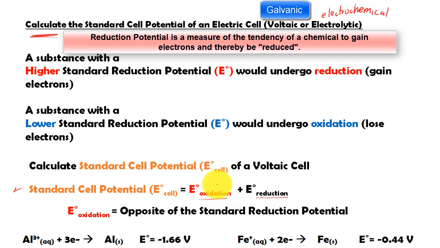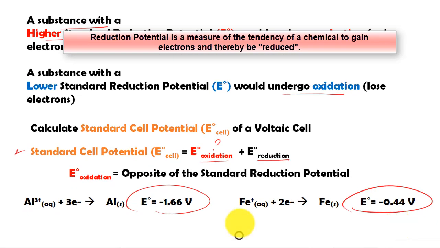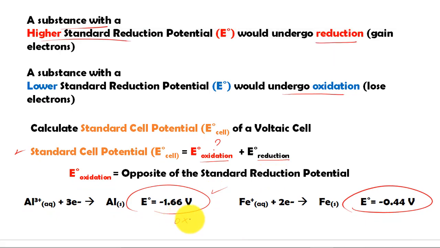Wait a minute, how do we get the oxidation from the reduction? To determine which of the two half cells is undergoing oxidation, we need to review the fact that a substance with a higher standard reduction potential would undergo reduction, whereas a substance with a lower standard reduction potential would undergo oxidation. So here I have the two values. Which one is going to be lower? And of course this one is lower. So therefore this one will undergo oxidation.